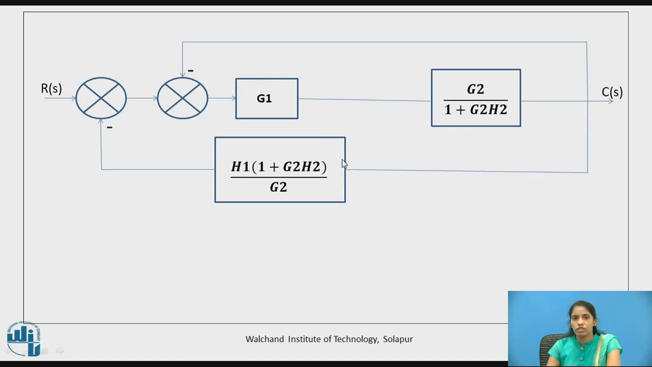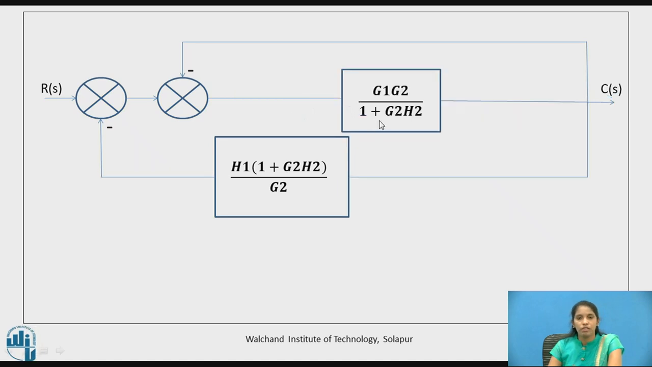So this converts into this: the point was here and I have shifted this takeoff point after this block. The rule states that whenever you shift a takeoff point, you need to add 1/G, that is, whatever gain is present over here, you need to add in series with that takeoff. So I have added it. After this step, you observe that the G1 block and the G2/(1+G2H2) block are connected in series, in cascade, so they can be algebraically multiplied.